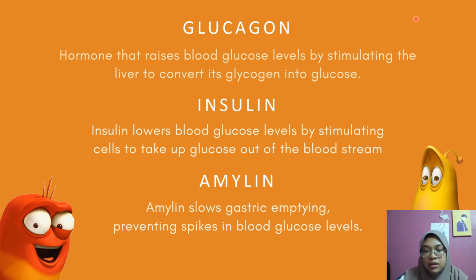So what are the functions of these hormones to us? First, glucagon. Glucagon is the hormone that raises blood glucose level by stimulating the liver to convert its glycogen into glucose. Remember, glucagon is secreted by the alpha cells. Insulin and amylin are secreted by the beta cells. Insulin lowers the blood glucose levels by stimulating cells to take up glucose out of the bloodstream. And amylin slows the gastric emptying, so it prevents spikes in blood glucose levels.